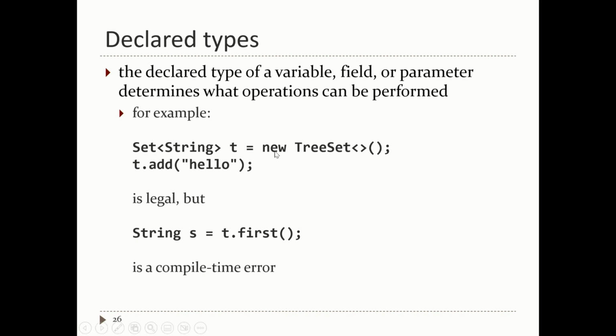Here's another example. If I have a Set T, and I store a TreeSet in the variable T, I can call any Set method. So I can call add, and that works just fine. If I try to call a TreeSet method, though, like first, again the compiler flags that as an error. It says there is no method called first in Set. There is one in TreeSet, but there isn't one in Set. The declared type determines what methods can be called using that variable.